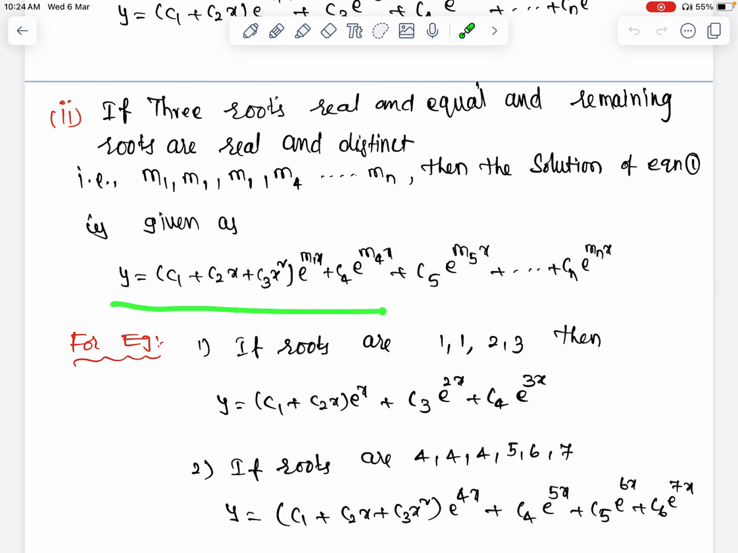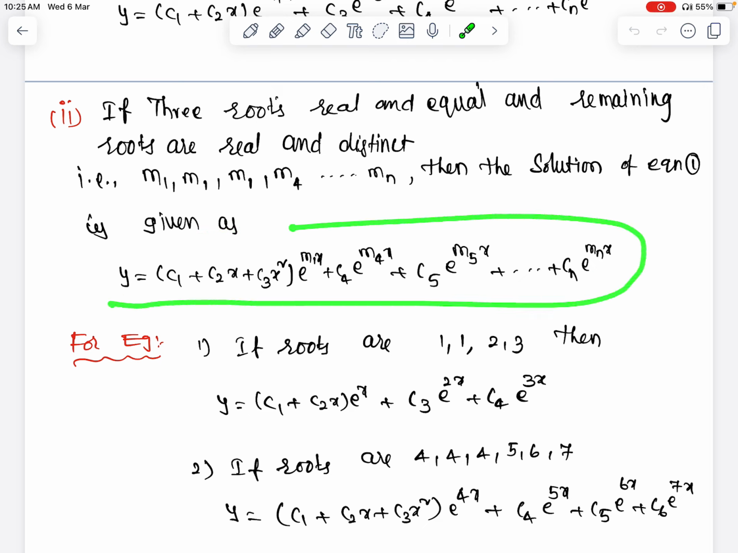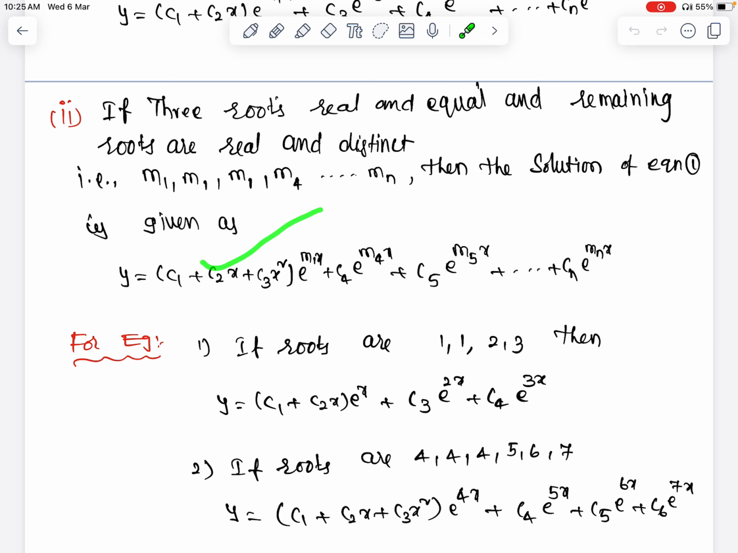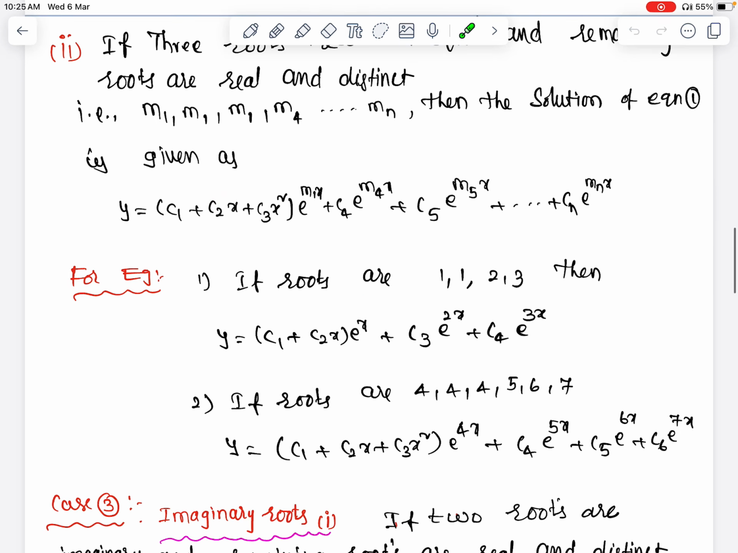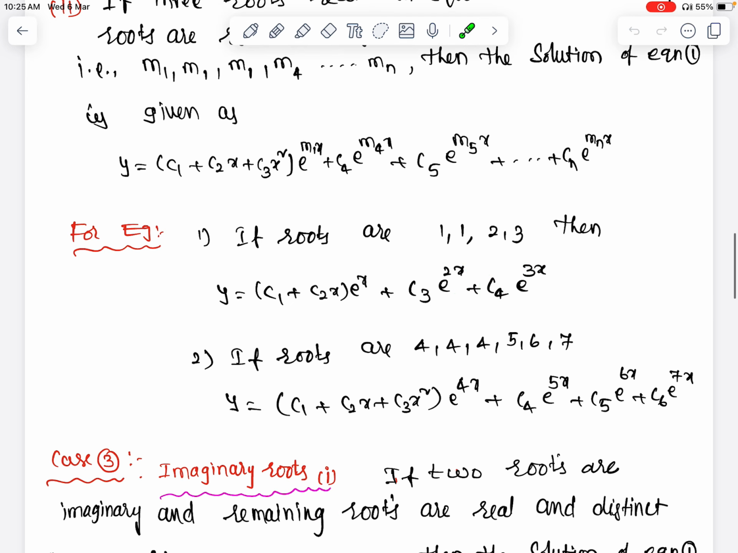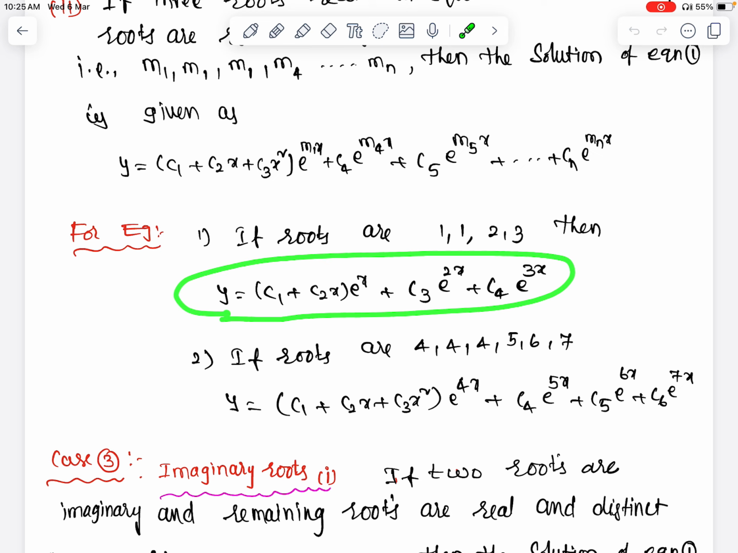It is the general solution when three roots are repeated and the remaining are real and distinct. For example, if two roots are repeated, the solution is C1 plus C2x into e power x, plus C3 e power 2x, C4 e power 3x. It is the general solution when two roots are repeated and the remaining are distinct.